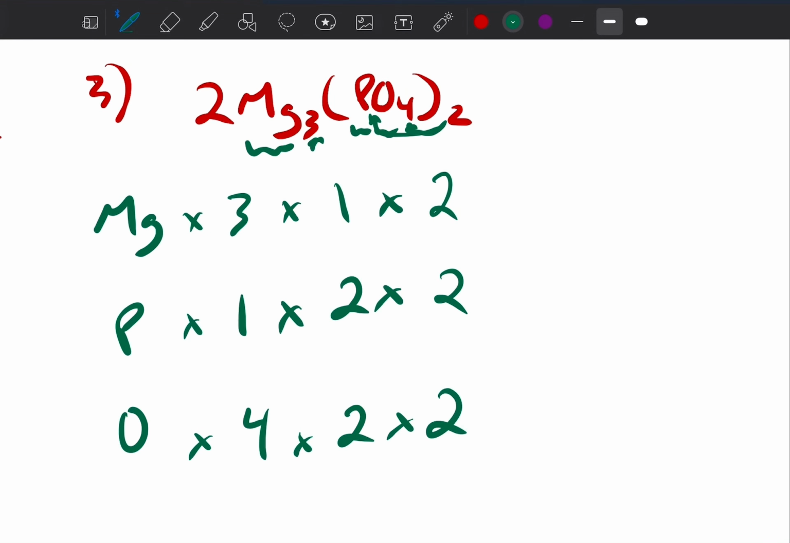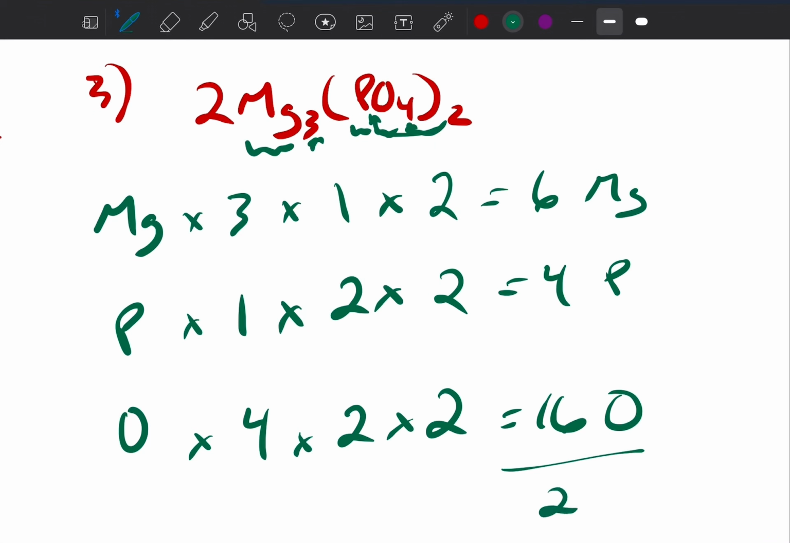So for magnesium, it's going to be 3 times 1, which is 3, 3 times 2, which is 6. So 6 magnesiums. For phosphorus, it's going to be 1 times 2 is 2, times 2 is 4. So it's going to be 4 phosphorus. And for oxygen, it's going to be 4 times 2 is 8, 8 times 2 is 16. So 16 oxygens for a total of 26 atoms. Excuse me, and it doesn't get any harder than that.